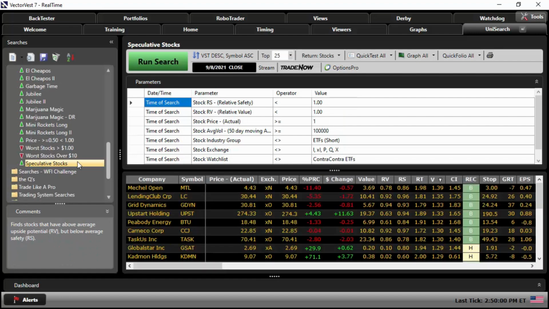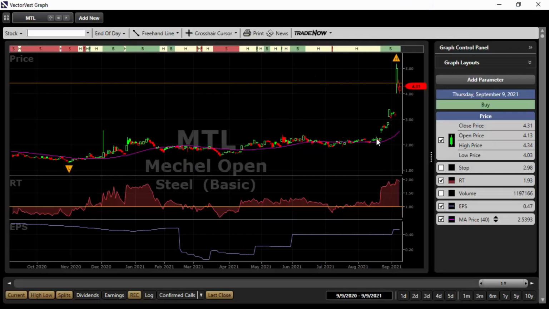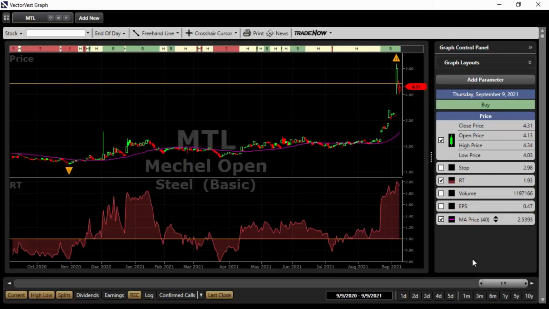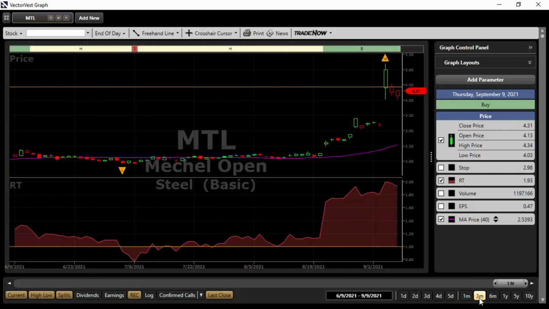Go ahead and run it. And as we can see, once again, it's using VST as the master sort and looking for stocks with an RV and an RS lower than 1. And everything else is pretty standard. So if we go graph these and then take off earnings per share and zoom in, because as a speculative investor, you're looking for shorter time frames or quicker moves.